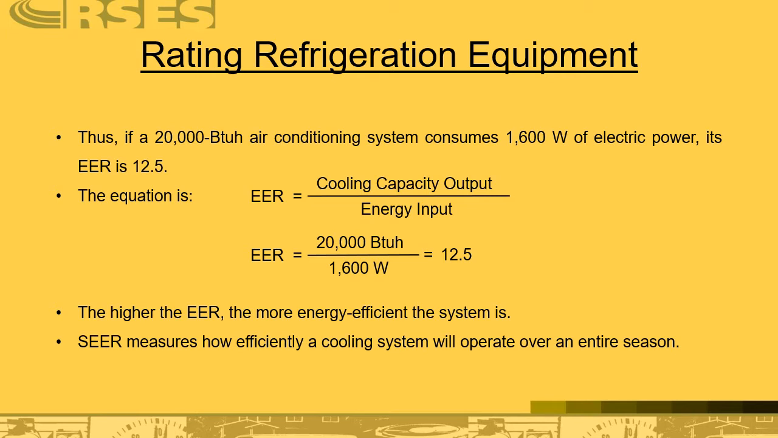SEER measures how efficiently a cooling system operates over an entire season. So our air conditioning season here in SoCal typically runs from the end of May till the middle of October. We're in the first week of September as I'm recording this lecture, so we probably have another 6 weeks before the cooling season is basically over. As an example, we would compute the SEER based on the end of May till probably the end of October and rate the equipment accordingly.